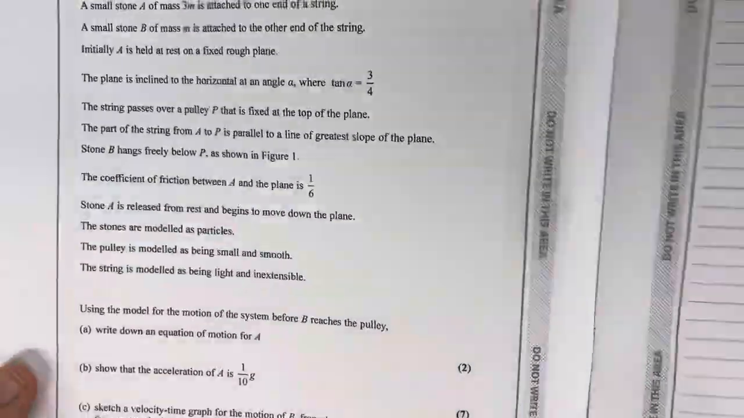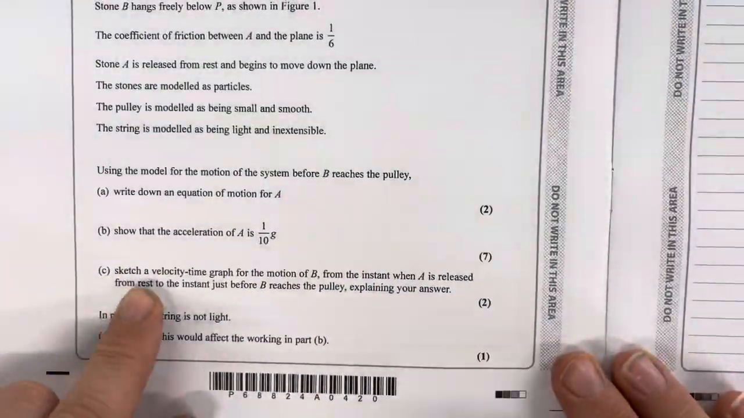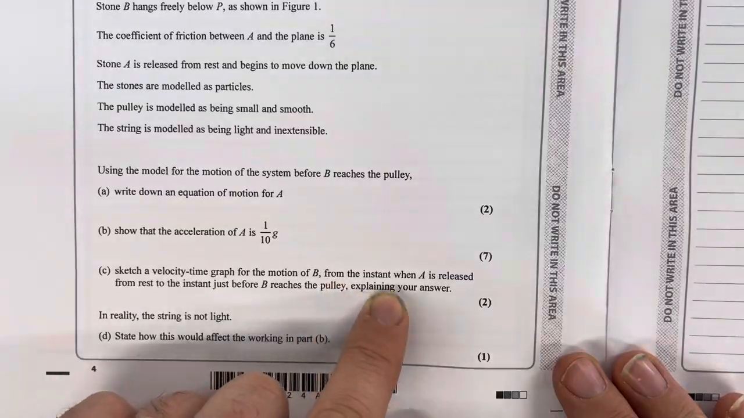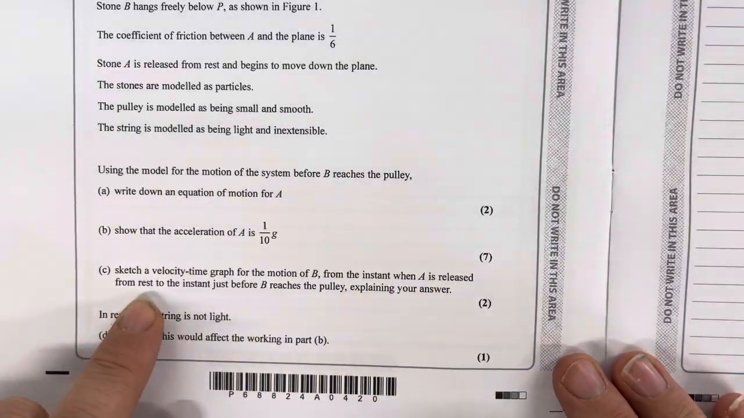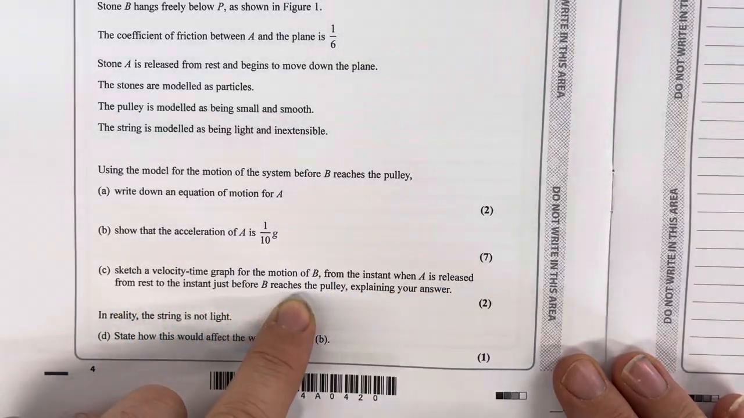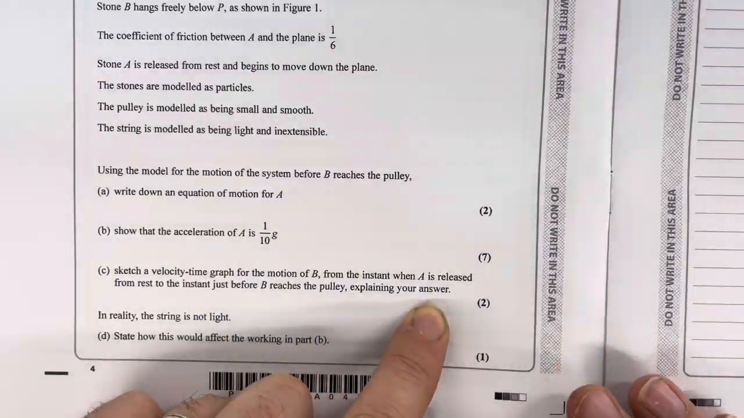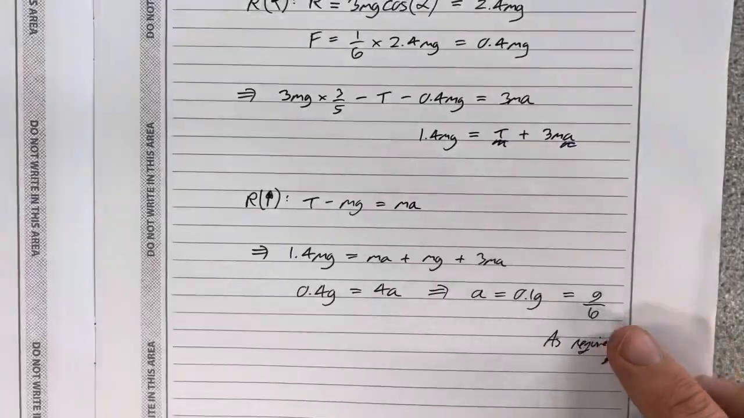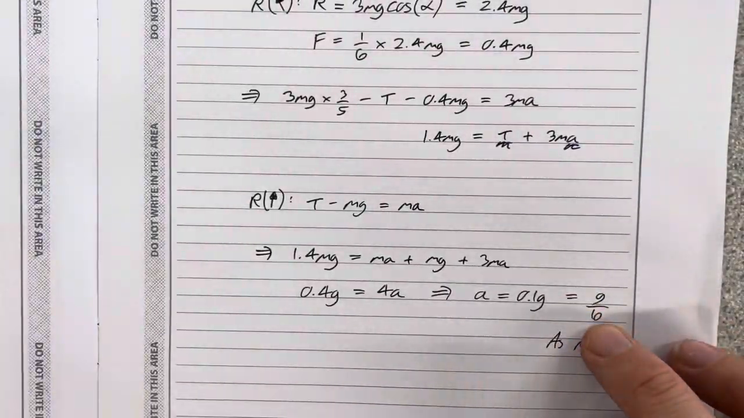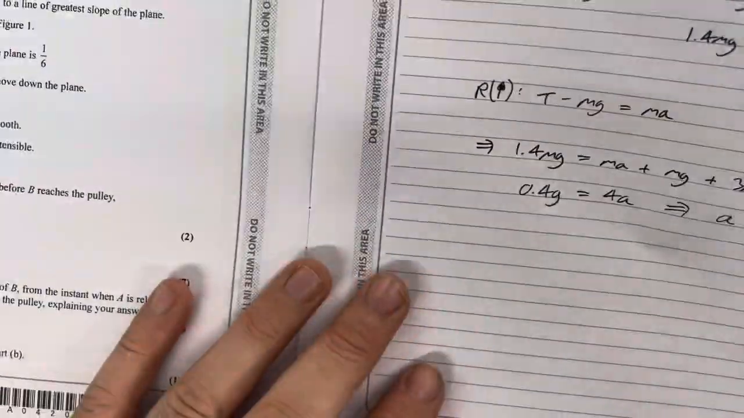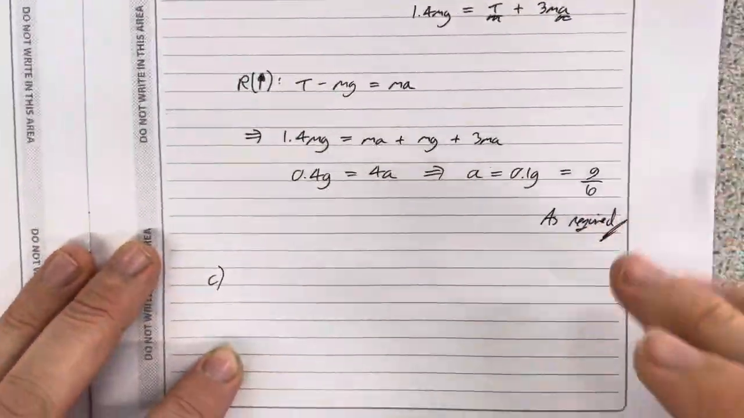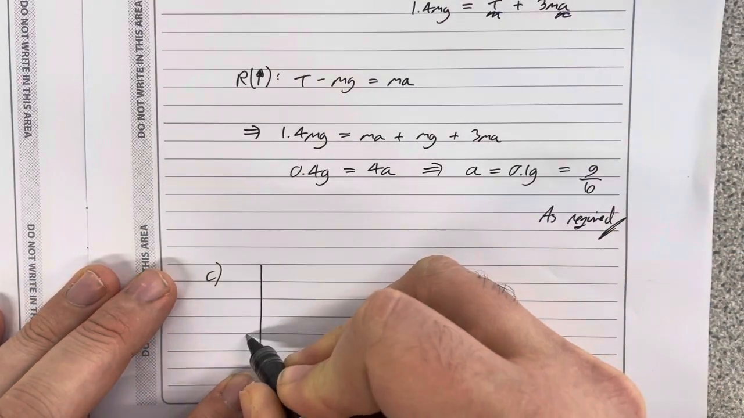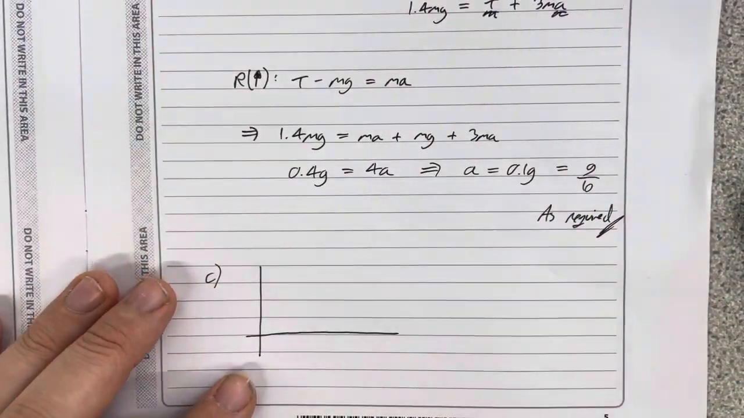Okay, part C. Sketch a velocity time graph for the motion of B from the instant when A is released from rest to the instant just before B reaches the pulley, explaining your answer. So the acceleration is g on 10. That's a constant acceleration, and it wants a velocity time graph. We don't have any blank paper, so I'm just going to do it down here. We're going to have a graph that looks something like this.